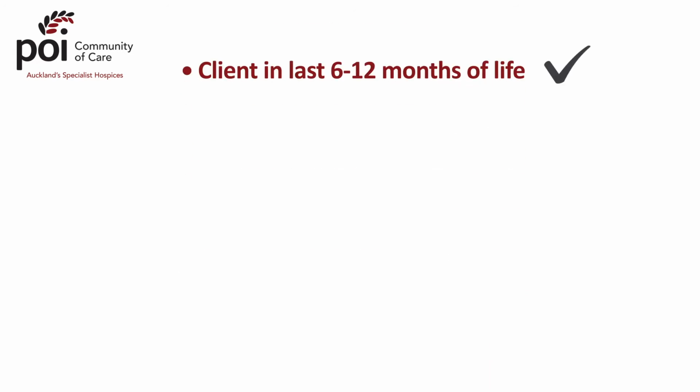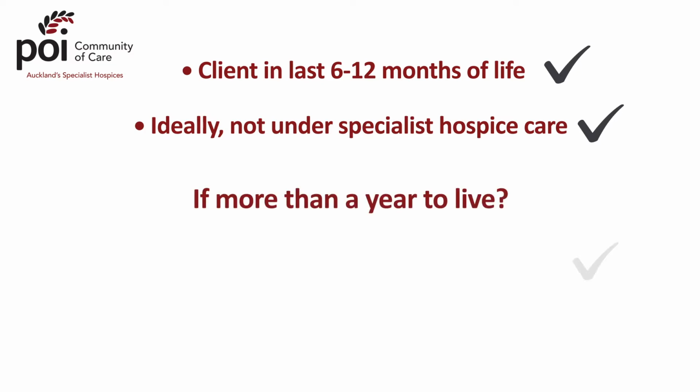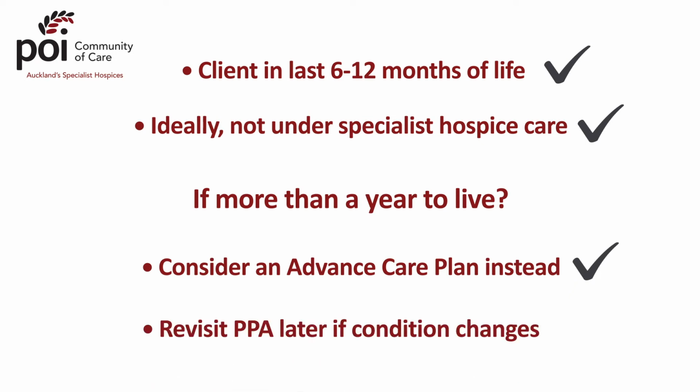The criteria for a PPA are: the client is likely to be in their last 6 to 12 months of life according to the palliative assessment tools, and ideally clients should not already be under the care of a specialist hospice. If your client is likely to have more than a year to live, please consider doing an advanced care plan instead. You can revisit doing a PPA as their condition changes.